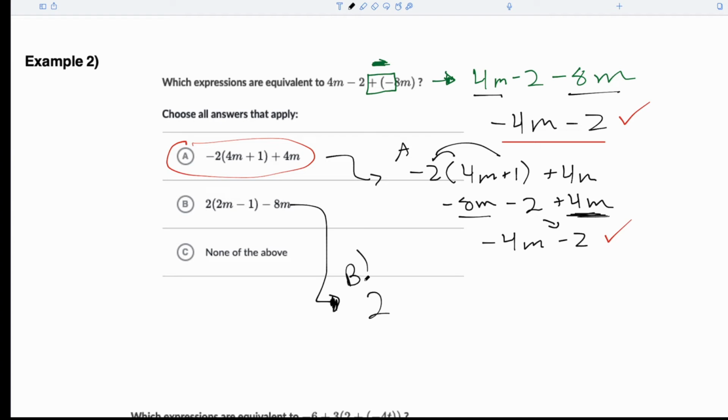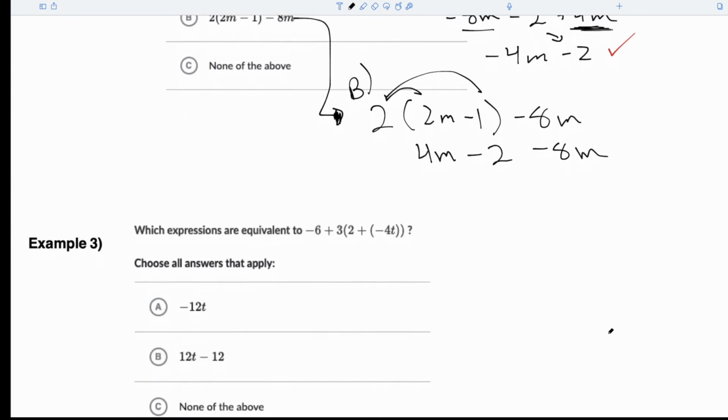B says 2 times 2m minus 1 minus 8m. Where do I start, Evelyn? Multiply the 2 with the 2m and the 2 with the negative 1. Anytime a number is outside parentheses, you need to multiply by everything inside. 4m minus 2 minus 8m is what you get.